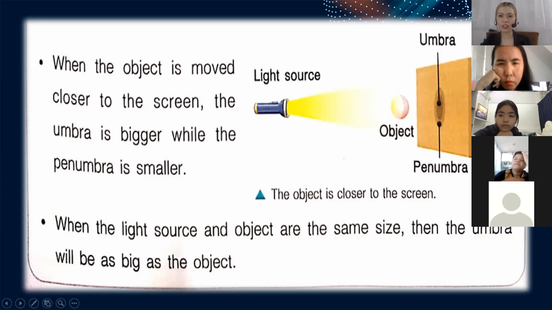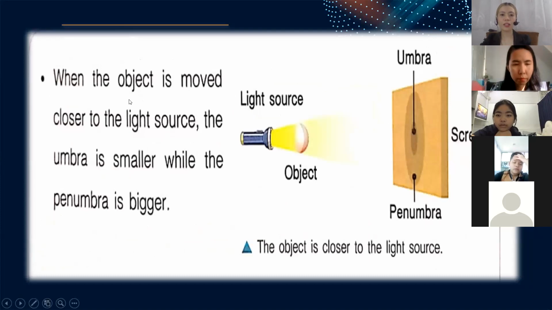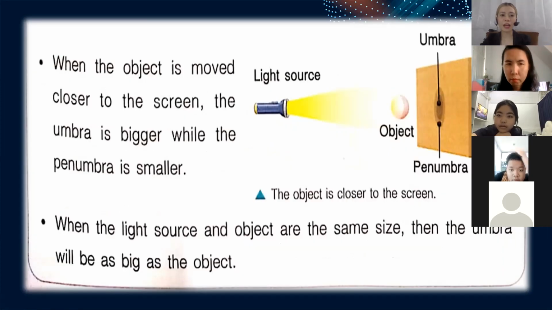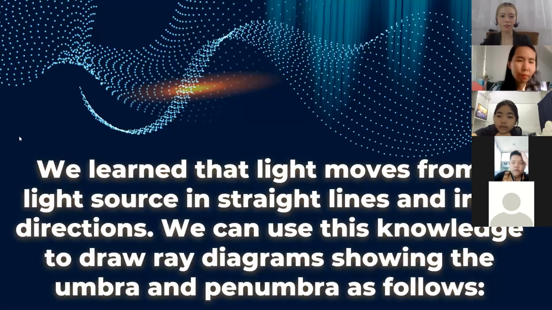Okay, did you get that? Let's repeat. Class, when the object is moved closer to the light source, will the umbra be bigger or smaller? Smaller. Class, when the object is moved closer to the screen, will the umbra be smaller or bigger? Bigger. That's very easy.